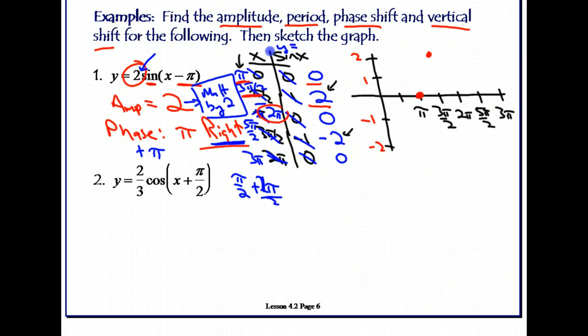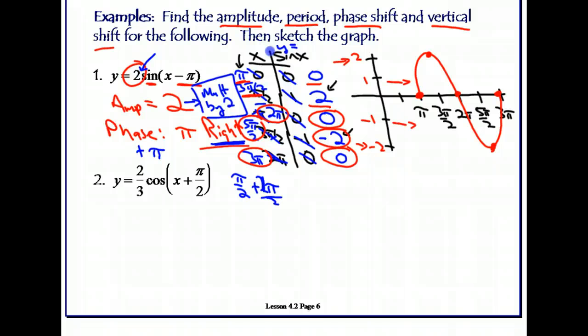It was 2 pi, 0. 2 pi, 0 is right there. It was 5 pi halves, negative 2. 5 pi halves, negative 2. And it was 3 pi back to 0. So 3 pi back to 0. Look, guys, you get a sine graph. Look, it goes up to 2, down to negative 2, and you picked up your whole graph and you shifted it to the right pi.